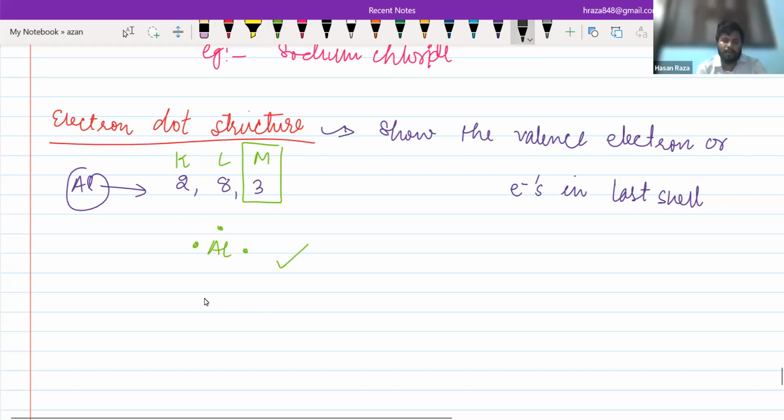If we are going to show the electron dot structure of sodium, we know the valence electron of sodium is 1, so I'm going to show it like this. If we have fluorine, to write the electron dot structure of this, we just need to show either by dot or cross.